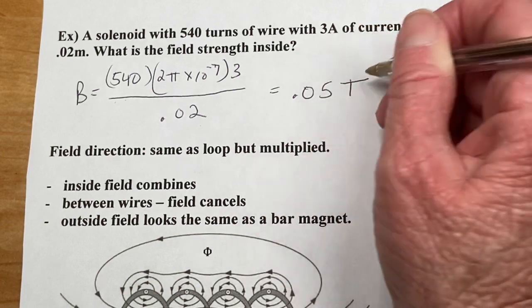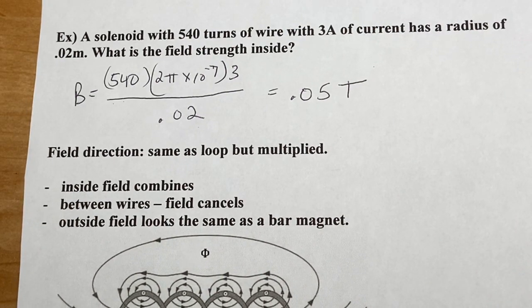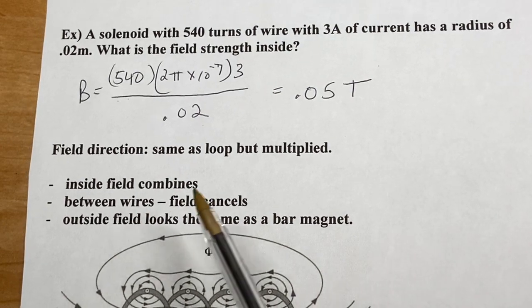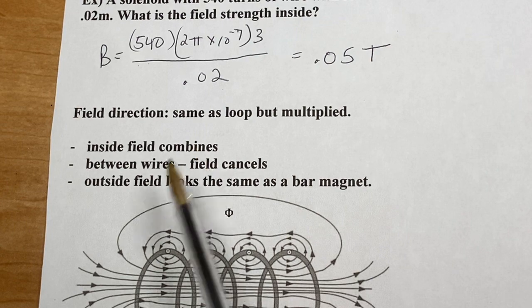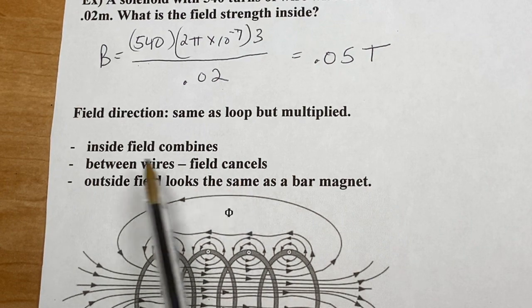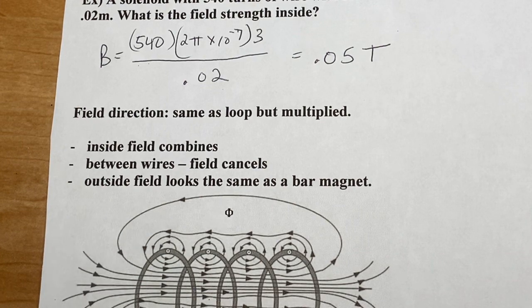0.05 Tesla. And yes, Tesla gets a lot of credit for a lot of electricity and magnetism related topics, not just electric cars. So, as soon as you have a solenoid and you have all those loops, things happen. First, the field inside combines more. Between the wires, the fields cancel. And outside, the field looks as if there was a bar magnet.